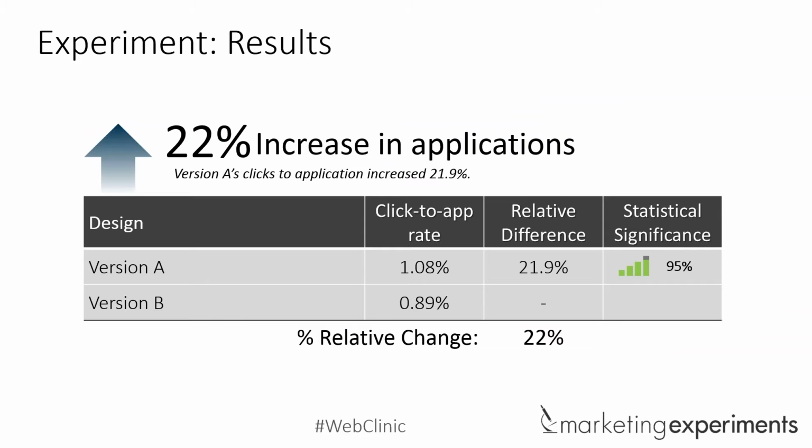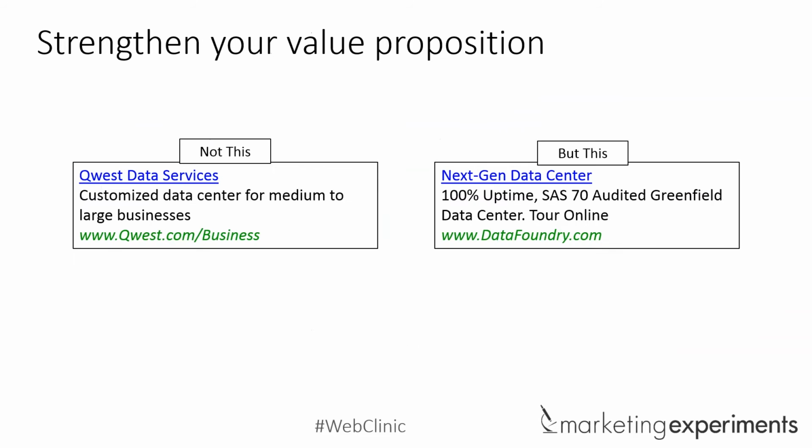All right, you guys want to do one more? Because we're going to anyway. Strengthen your value proposition. I want to give you a couple examples here of taking what you may or may not already have and how you can increase it into something better, right? So the first one, not this. Quest Data Services. It's a customized data center for medium to large businesses.